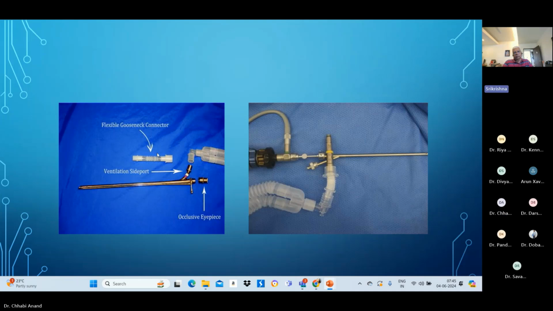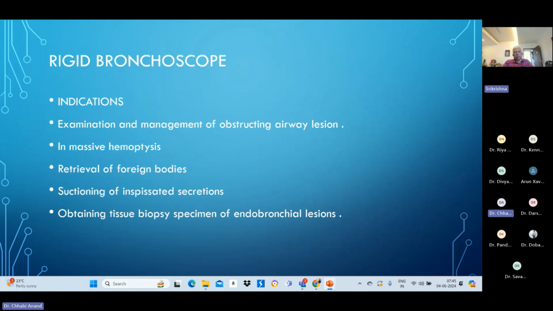This is the assembled rigid bronchoscope. This is the ventilation side port. This is the barrel, and this is the visualization channel. Rigid bronchoscope indications: examination and management of obstructing airway lesion in massive hemoptysis, retrieval of foreign bodies, suctioning of inspissated secretions, and obtaining tissue biopsy specimen of endobronchial lesions.